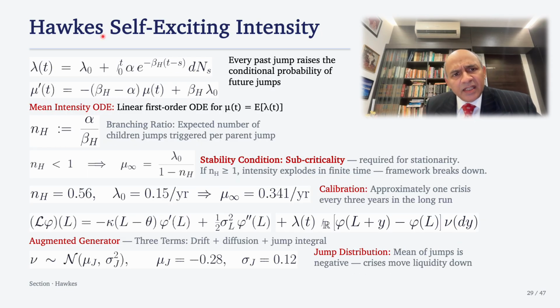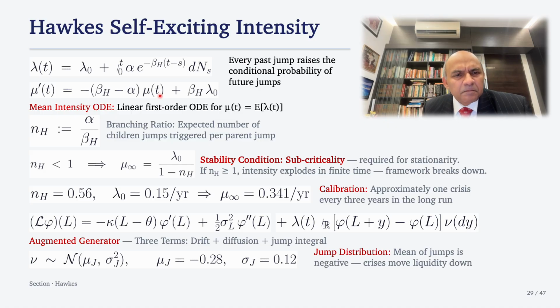Now, the Hawkes self-exciting intensity, lambda of t, starts at a baseline, lambda 0. And it gets a bump alpha from each past jump, and then it decays exponentially. The mean intensity ODE, mu of t, is the expectation of lambda. That follows a simple linear first-order ODE.